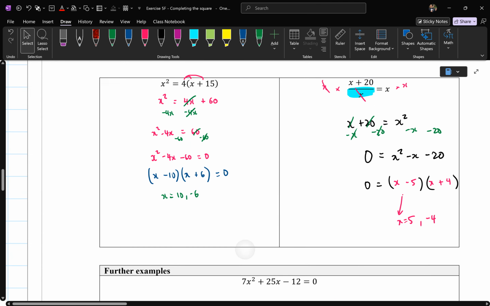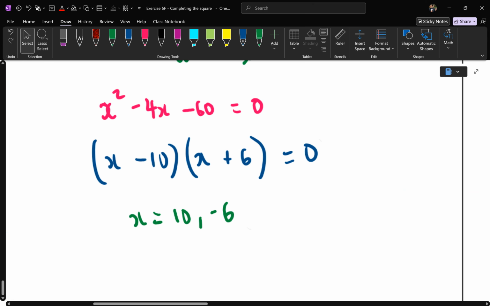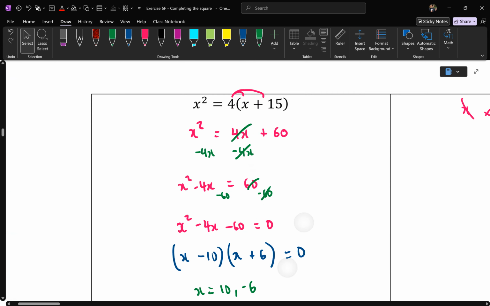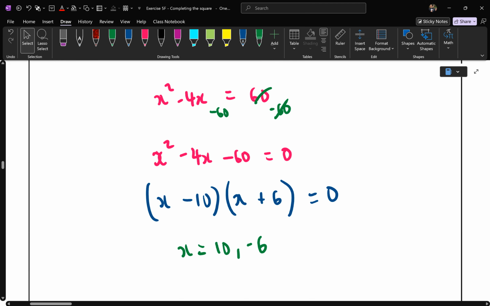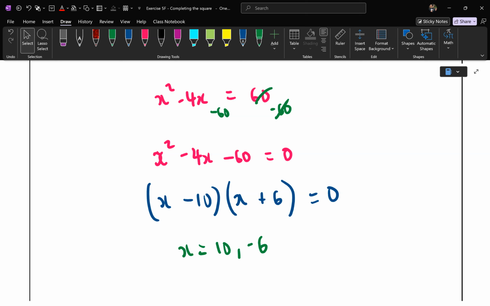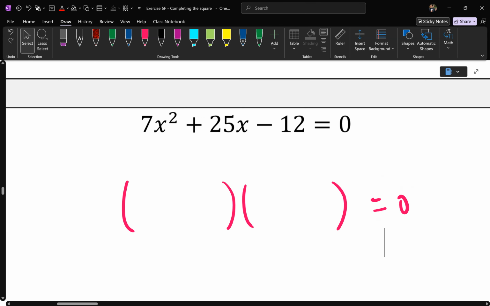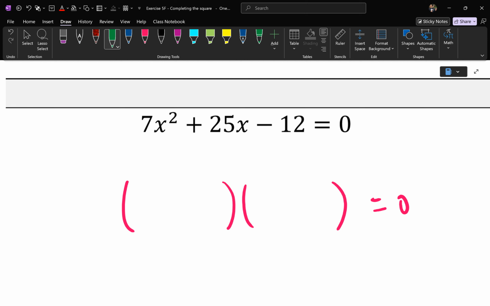Because when you take a negative out with the bracket, and then it would become... Wait, let's see. It's minus 4x and then minus 60. Take out the negative. Let's go. Who's factorized this? Let's go, Andrea. Thanks, team.